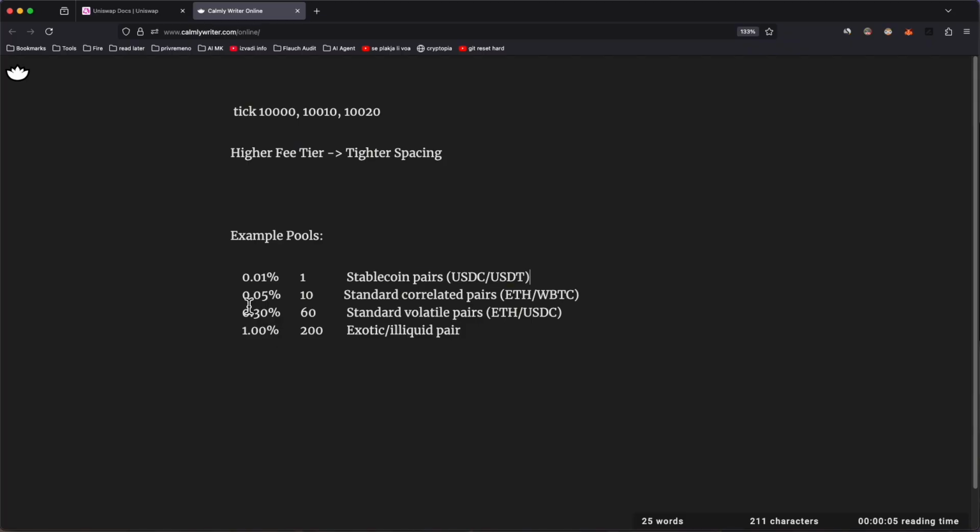Let's check this example, 0.3% fee. We have some volatile pairs here, like ETH/USDC, which is a very common one. An expected behavior of this pool is that the ETH price is volatile and it can swing by percentages in a single day. LPs need to set wider ranges to avoid their liquidity becoming inactive due to normal price movement. The higher fee compensates for this less efficient capital allocation. And this is why they have a tick spacing of 60.